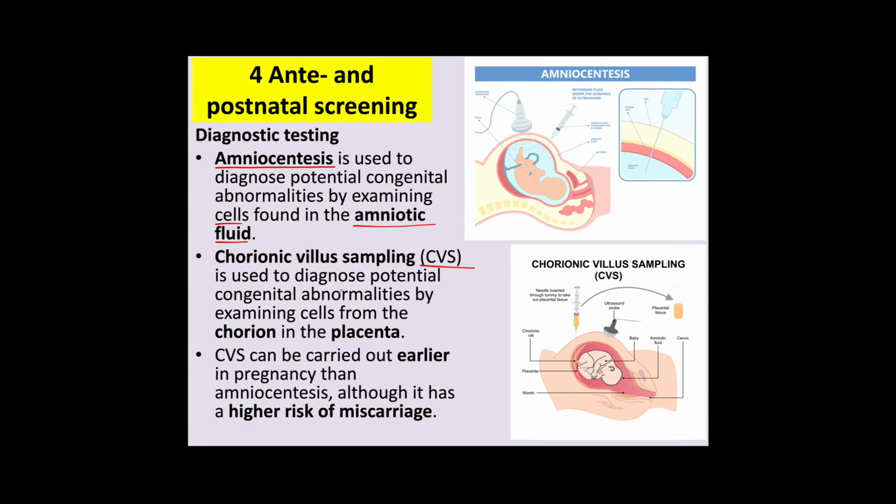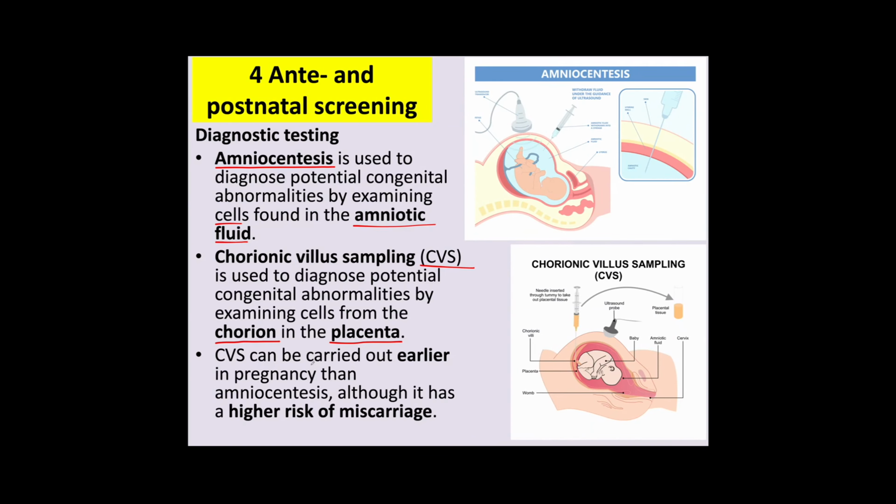congenital abnormalities by examining cells, this time from the chorion in the placenta. Okay, so this is the chorion here. Okay, that's the area there where they'll extract the cells from. And I've actually seen it in past papers where you're asked to indicate on a diagram where those cells would be extracted from. Okay, so it's from the chorion area here on the placenta.